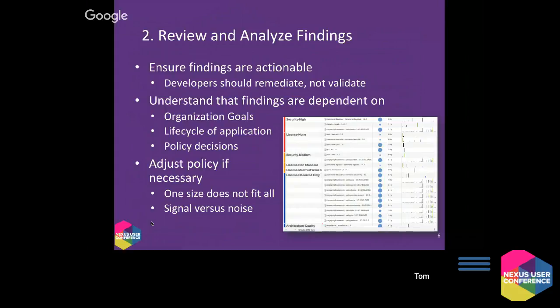If through this process, which is iterative and continuous, you find out that you're ignoring large sets of findings for whatever reason, really that tells me that you need to take a look at adjusting your policies, because you're getting a lot more noise than you are signal. And it's the signal piece that you really want to get down to the developers in an actionable form so that they can remediate.